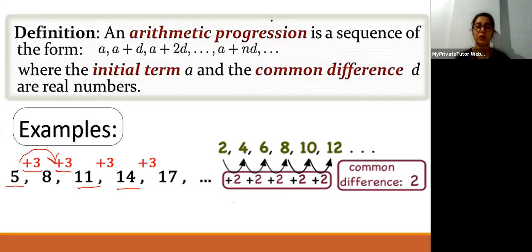Can anyone tell me what the next number for this sequence will be? Come on, guys, it's very easy. Come on, try it. What is the next number you'll be getting from this?